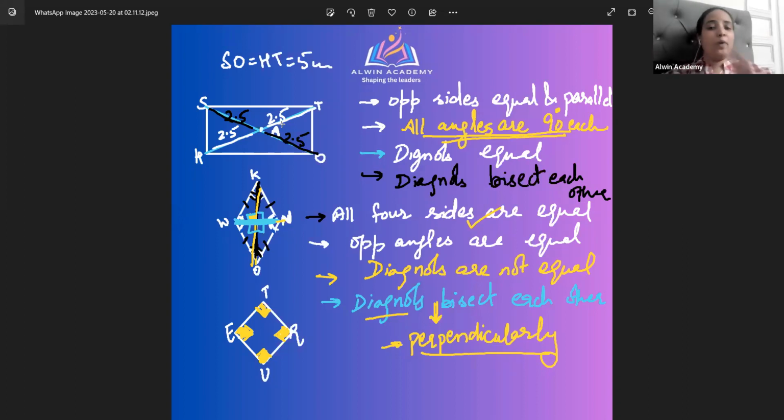Yes, ma'am. So for a square, have you written all 4 properties? All 4 sides are equal. All angles are 90 degrees each. Diagonals are equal. Diagonals perpendicularly bisect each other. Has everyone written that? Yes, ma'am. Noted.